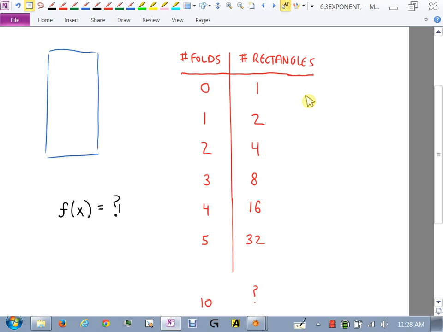So let me try and help you see this. Do you agree that this, I'll start with the 2, that 2 is the same as 2 to the first power, and that 4 is 2 squared, and 8 is 2 times 2 times 2, so 2 cubed, and 16 is 2 to the 4th, and then this would be 2 to the 5th. Do you see that the power on the 2 is actually the number of folds I have?